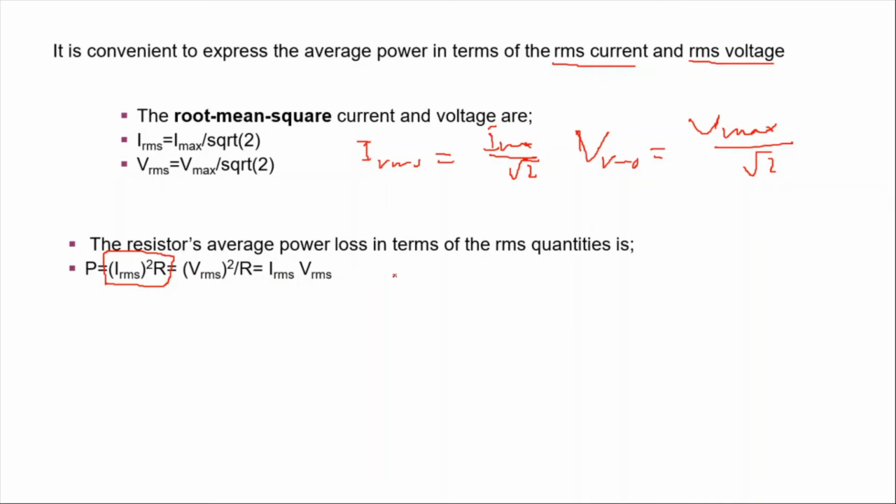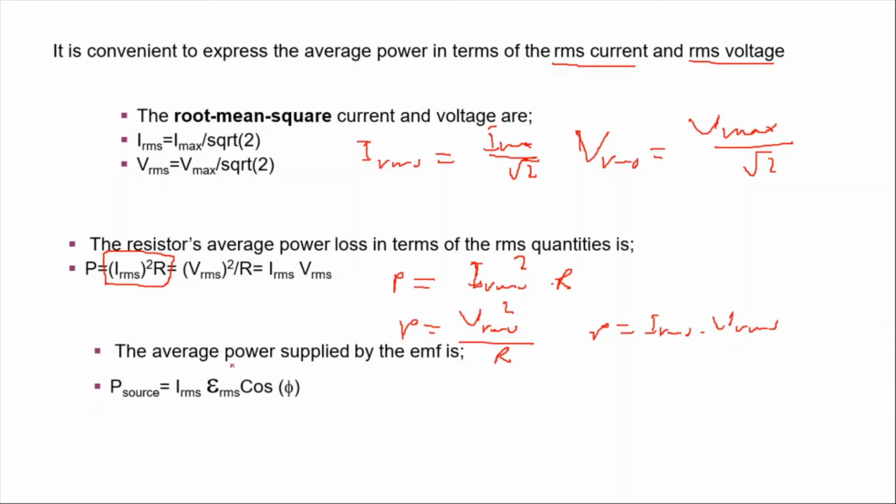So we can find the power in terms of I RMS square times R, or power is equal to V RMS square divided by R, or power is equal to I RMS times V RMS.